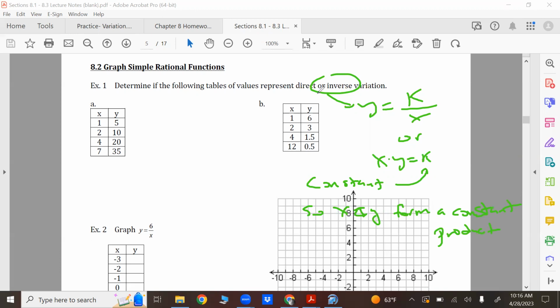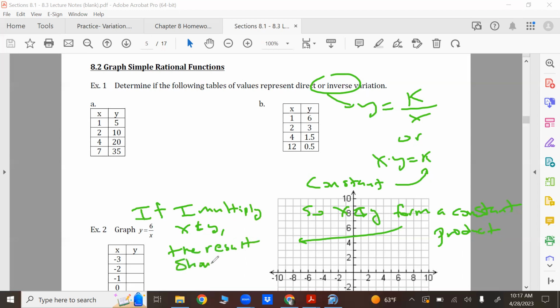So what this means is, if I multiply x and y, the result should always be the same. And notice that's just the opposite of division, right? Instead of dividing, we're multiplying. Hence the name inverse. Should always be the same.